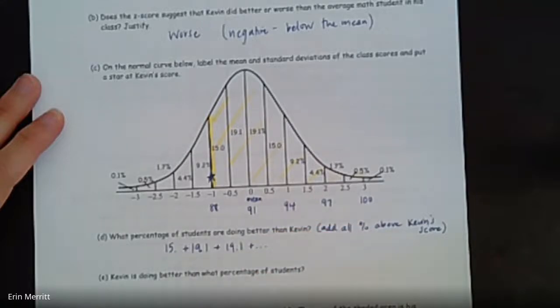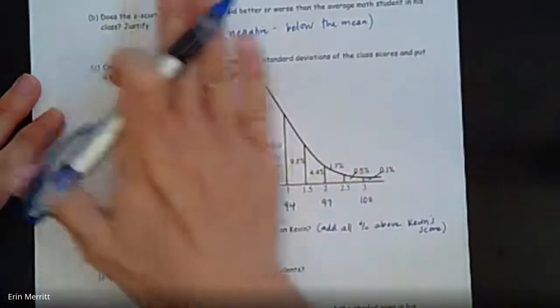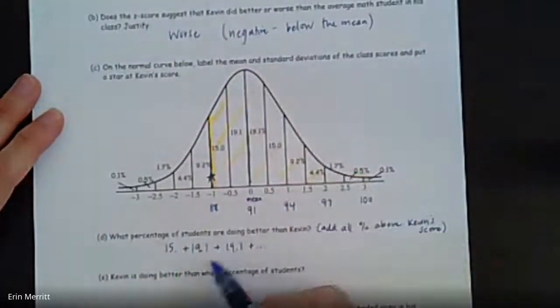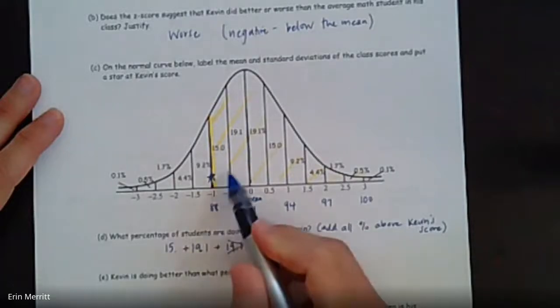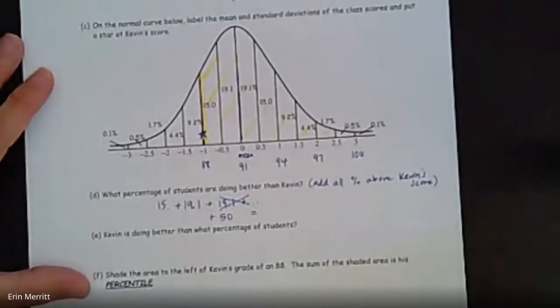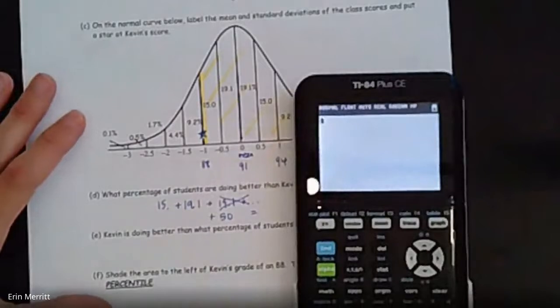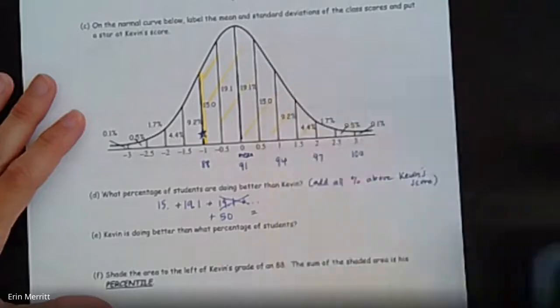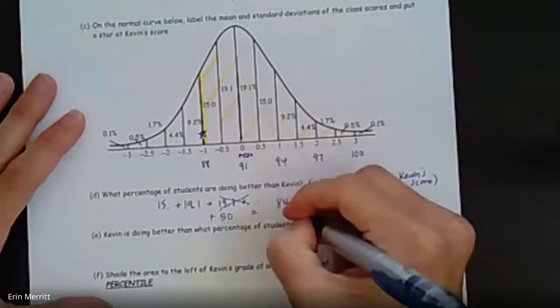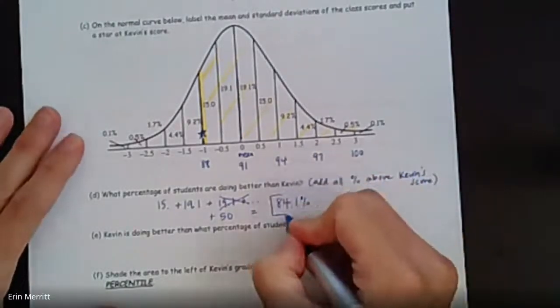All right, now something you might realize, dead center to the right is 50%, to the left is 50%. So you could even say, all right, let's forget that, do 15 plus 19.1 plus 50%, and that would cover it right there. Right? So if we grab our calculator, if we do 15 plus 19.1 plus the 50, 84.1. So that's the percentage of students that did better than he did, all right? That's a lot of students right there.